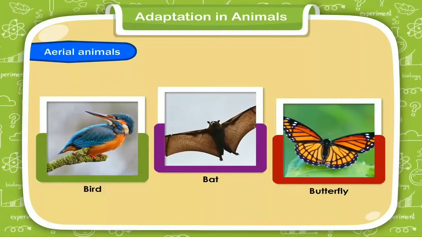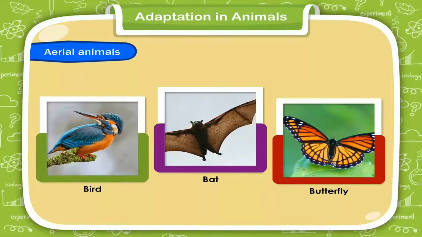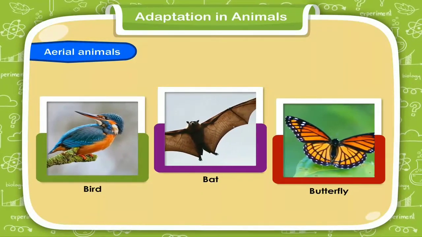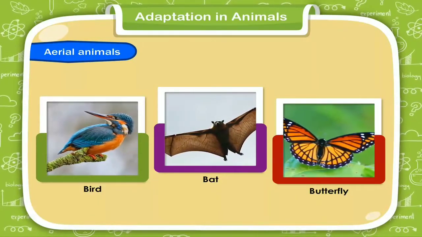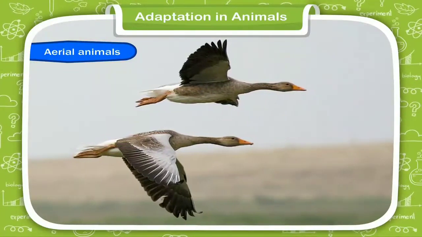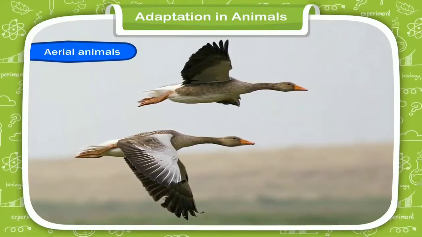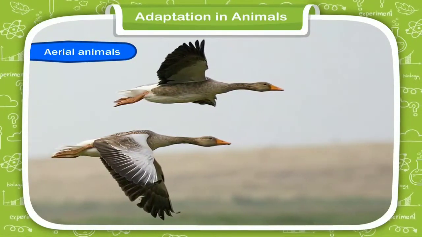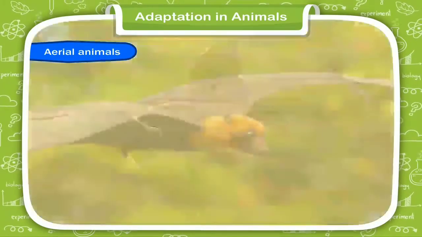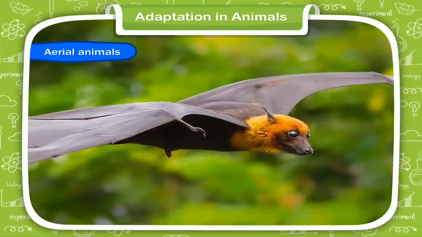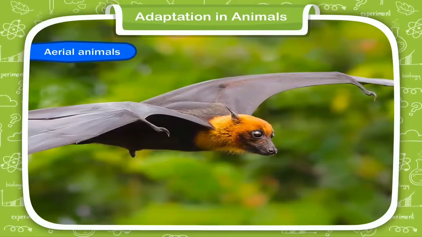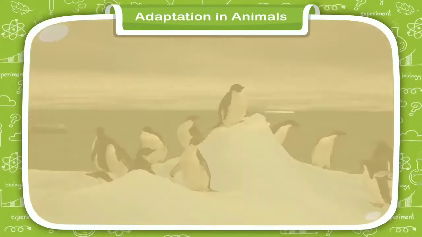Aerial animals. Animals such as birds, bats, butterflies, etc. fly in the air. They are called aerial animals. They have wings to fly. These aerial animals have light and hollow bones. They also have feathers that make their bodies light in weight and help them to fly. The shape of their body enables them to cut through air easily. This type of body shape is called streamlined shape.